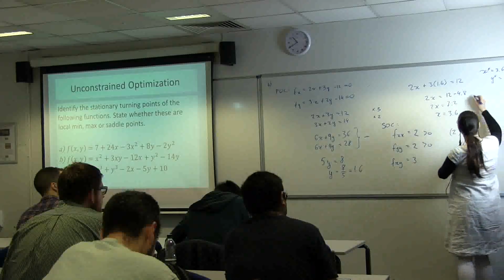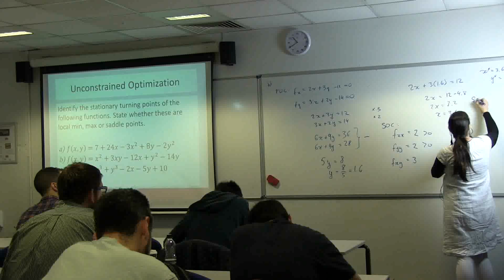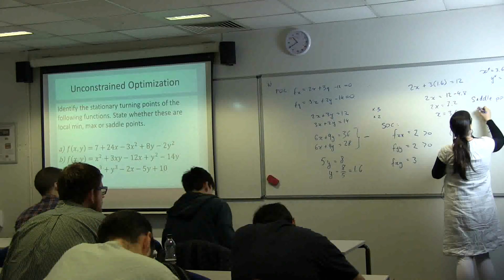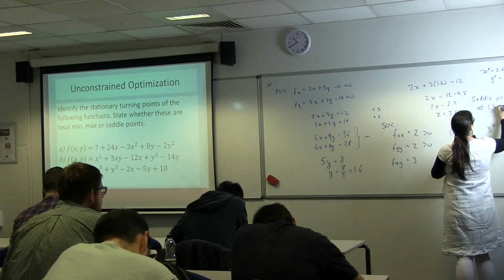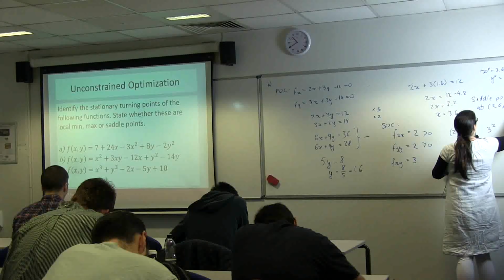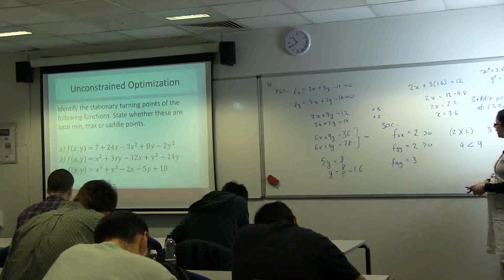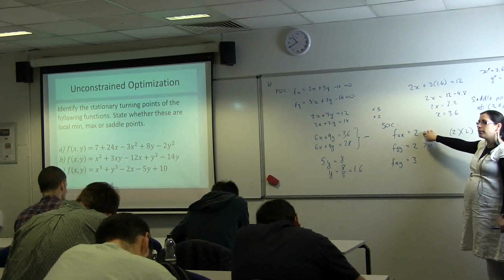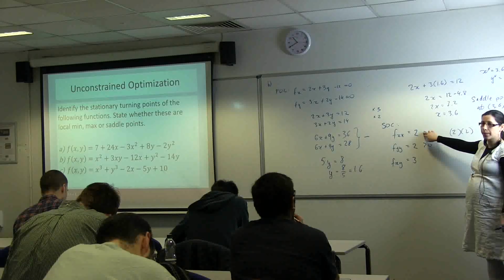Okay? So I'm going to write in here saddle point at 3.6 and 1.6. And again, we didn't have to substitute anything into here because these are independent of x and y.